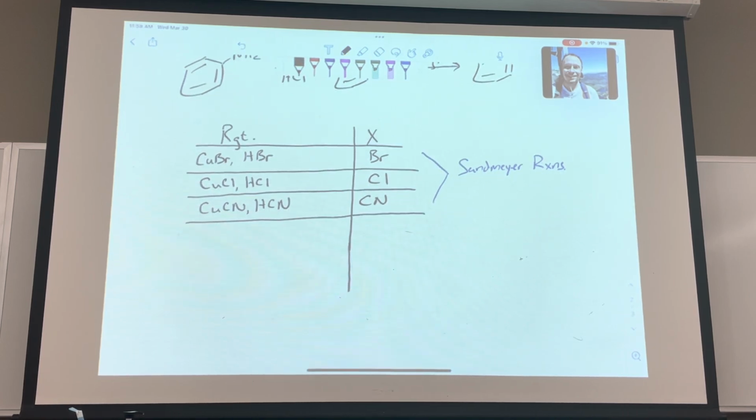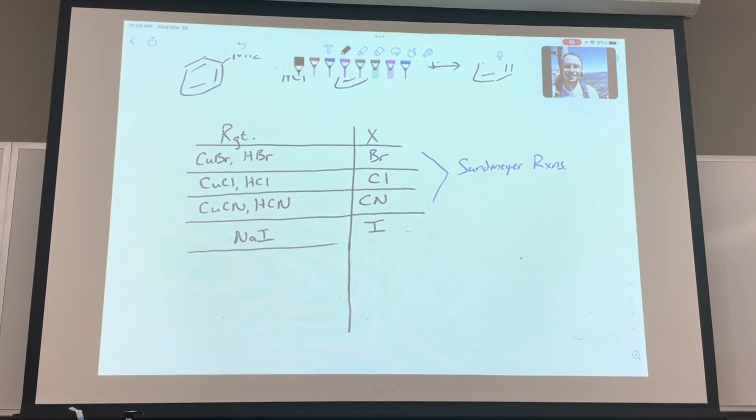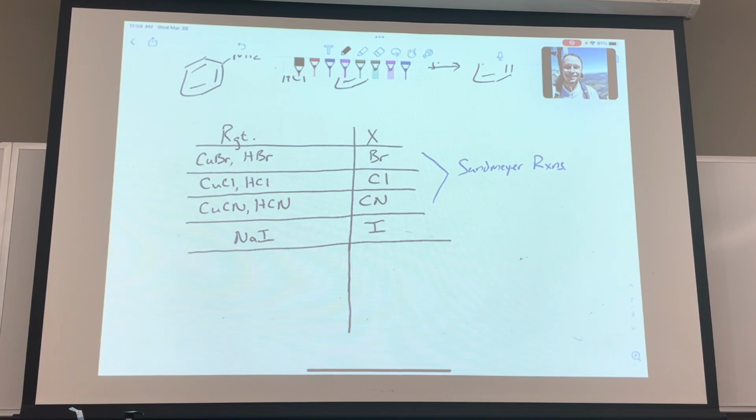But continuing down the list, I can put the iodide on the ring simply through the use of sodium iodide. What else can we do? Oh, this one is a really important one. I can make phenols. We talked about making phenols earlier, back when we were doing electrophilic aromatic substitution.